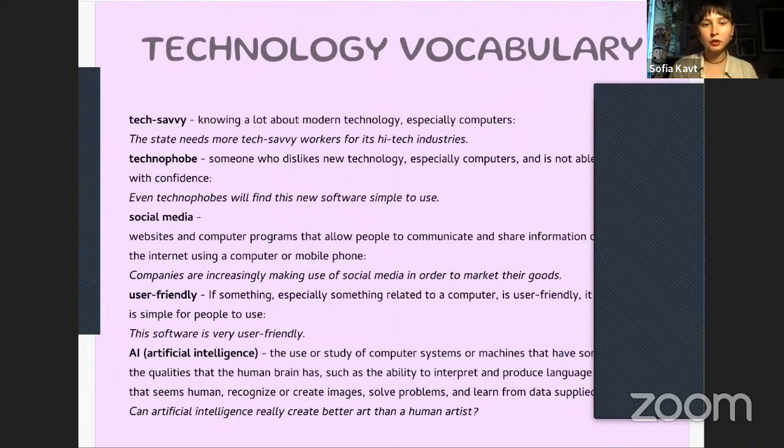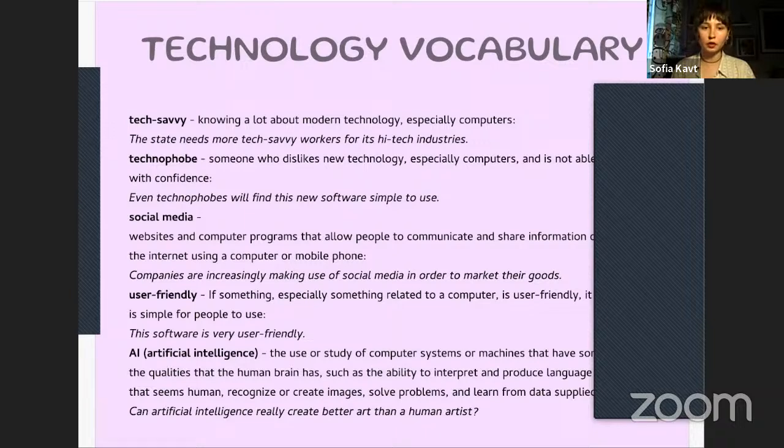The next one, technophobe. This person is basically the opposite of the previous one. Someone who is a technophobe is a person who is afraid of using technology and therefore dislikes it. And this person can't use technology such as gadgets or computers with confidence.